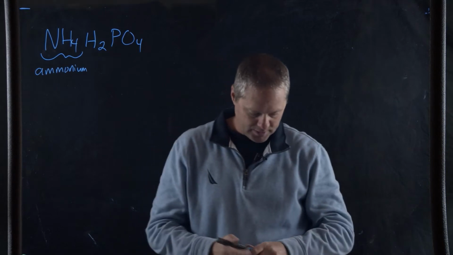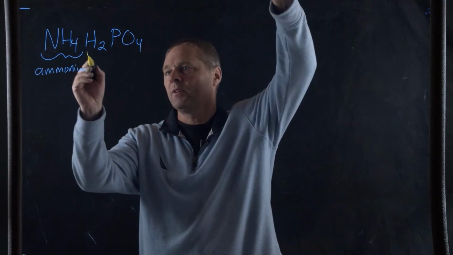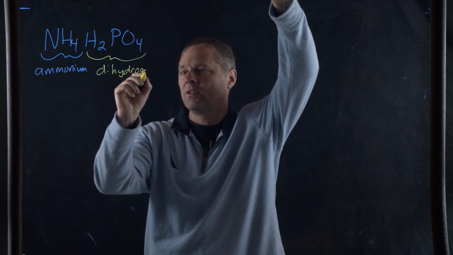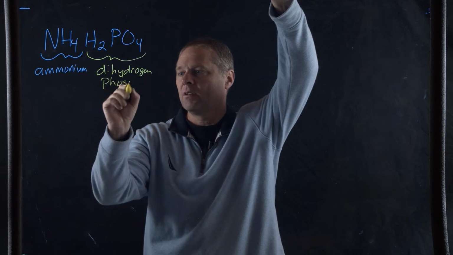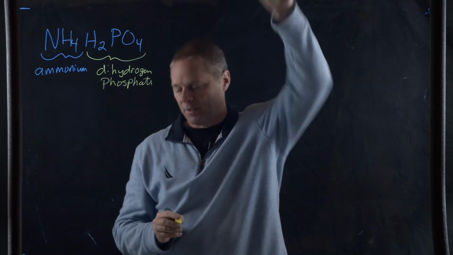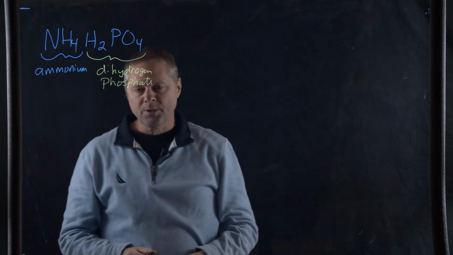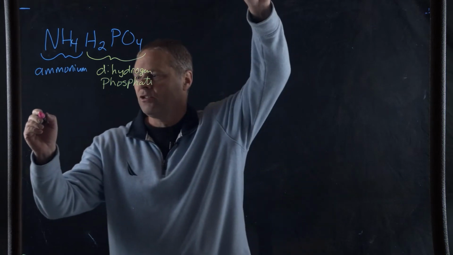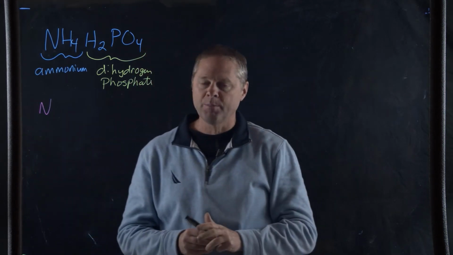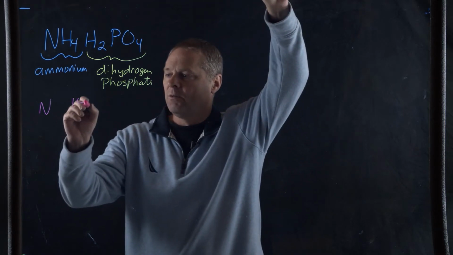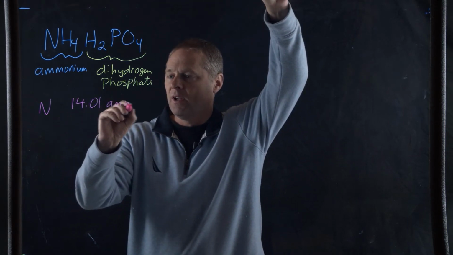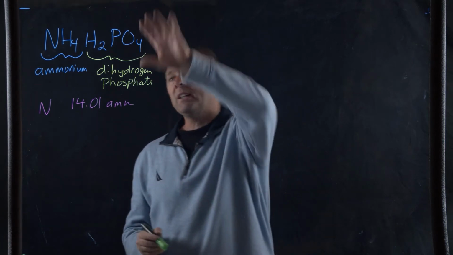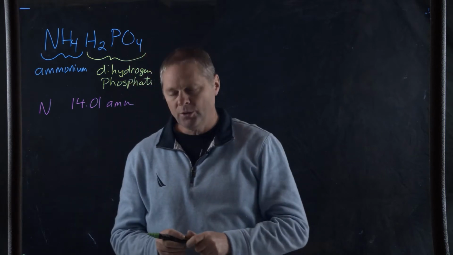And I'll get another color so we can see that better. This is the dihydrogen phosphate. It says we want to come up with a mass percentage of both nitrogen and phosphorus. So if we choose nitrogen first, the atomic mass of nitrogen is going to be 14.01 AMU.